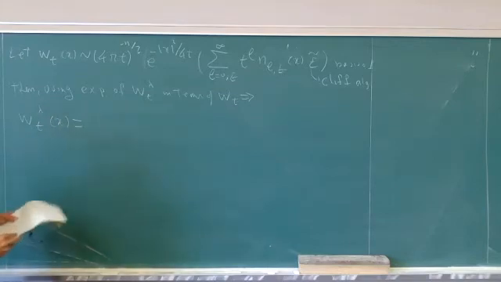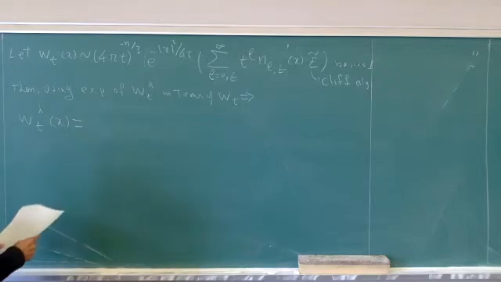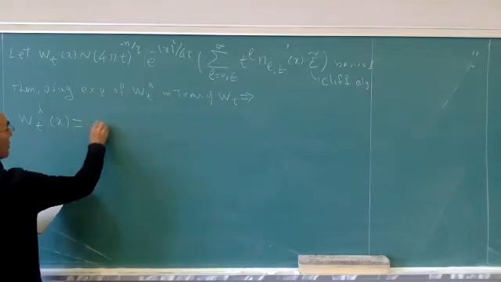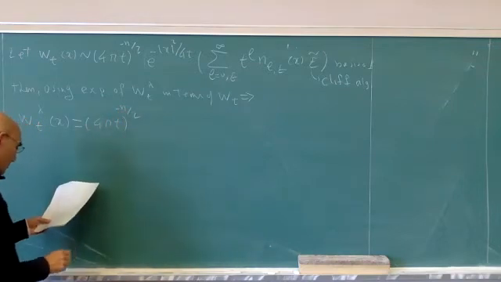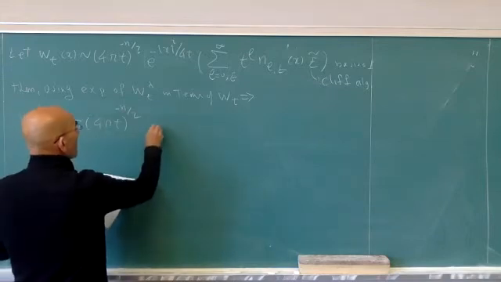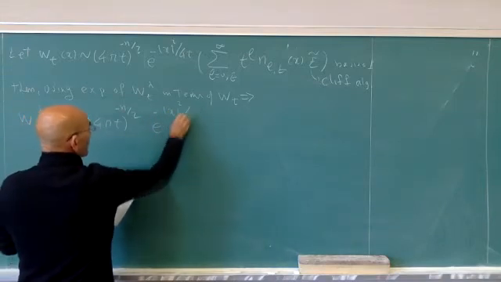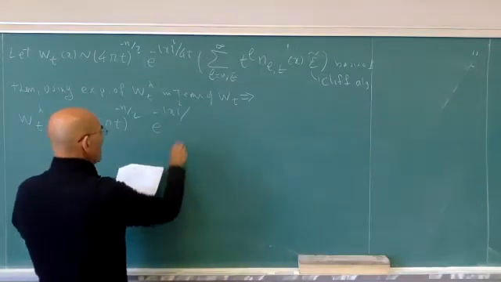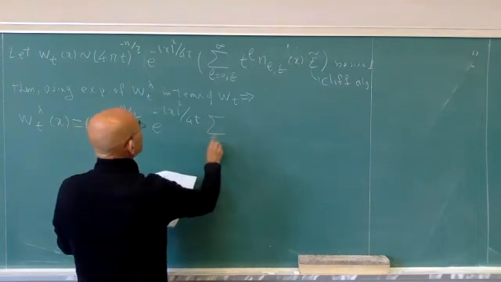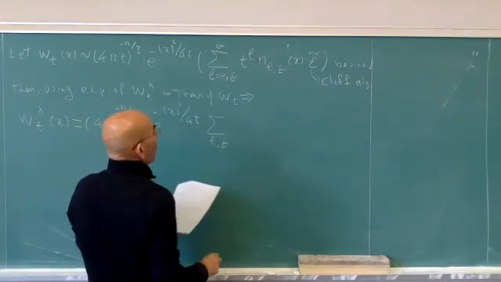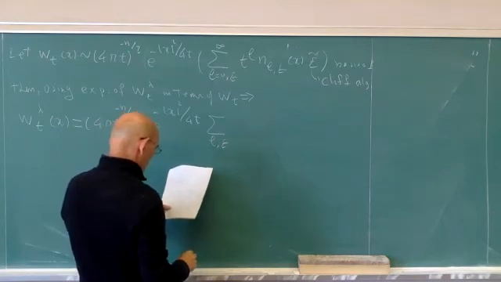You get that this is equal to 4 pi t. This is equal to, let me write it as 4 pi t as usual, minus n over 2 e to the minus absolute value of x over 2 over 4t times sum L and E.